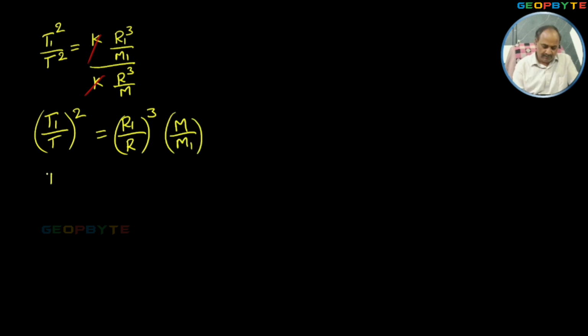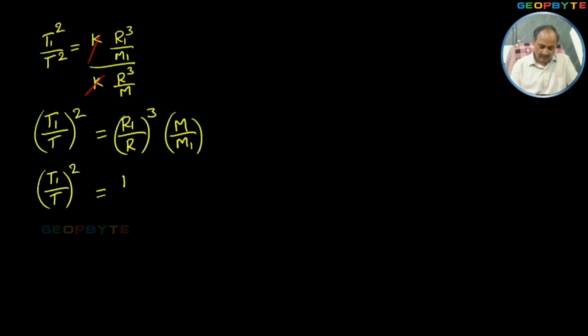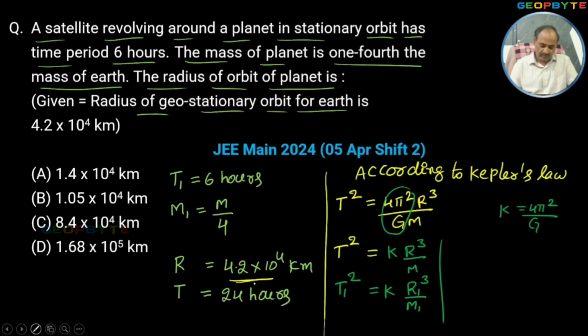Okay, so T1 by T whole square is equal to r1 by r whole cube into M by M1. Look at the r1 value. Is r1 given? You're asked to decide the radius r1. You need to decide r1 only. r1 by the radius of the earth's orbit, which is 4.2 into 10 power 4.